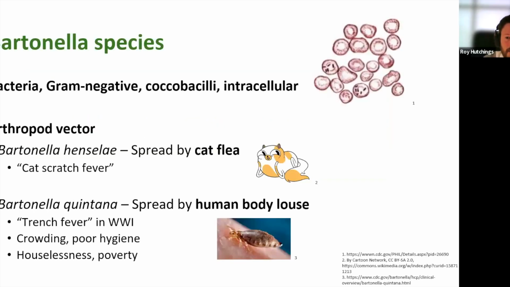Bartonella are gram-negative, rod-shaped bacteria. They're predominantly intracellular. There are a few species pathogenic to humans, but two of them in North America we'll talk about today, Bartonella henselae and Bartonella quintana. Now, all pathogenic Bartonella are spread by an arthropod vector.